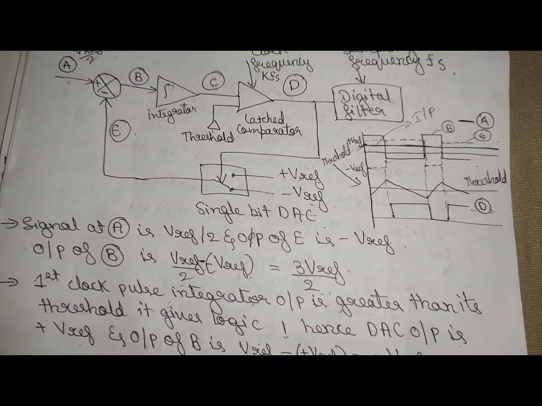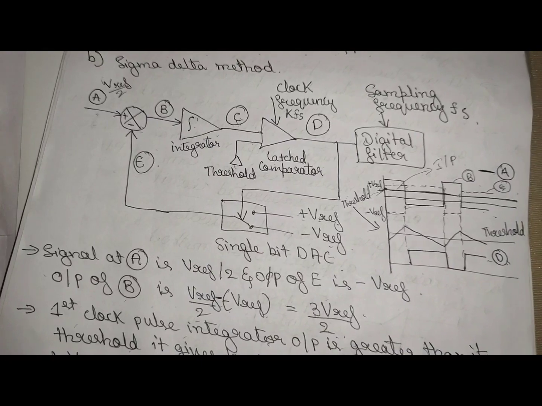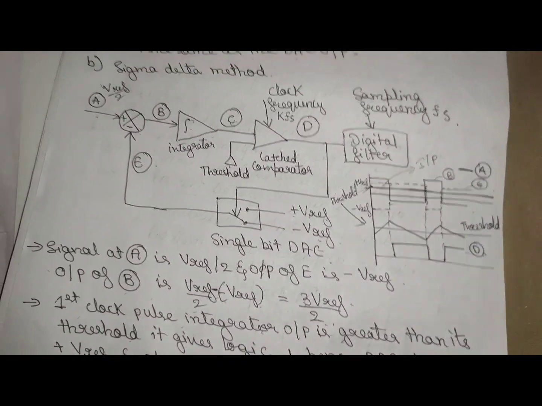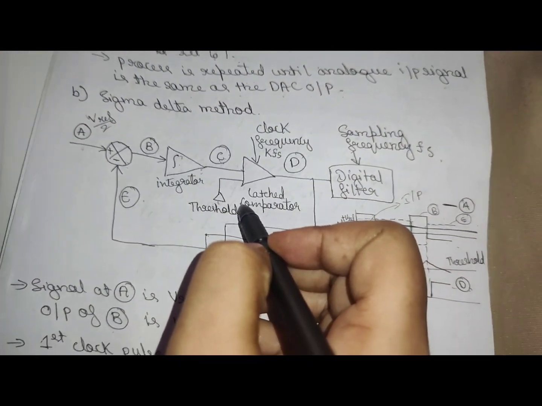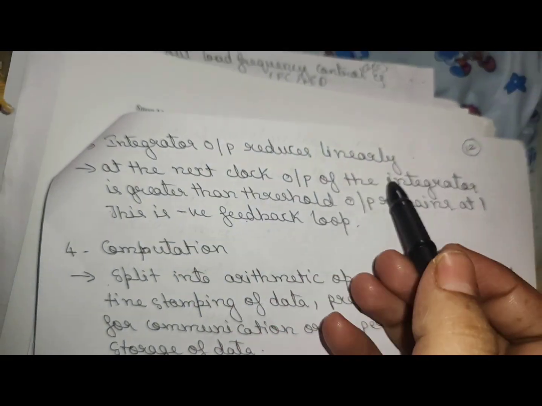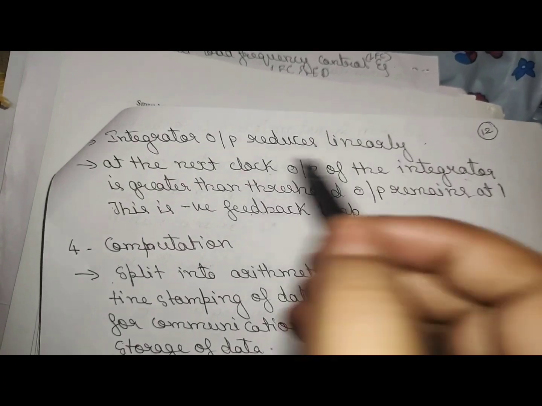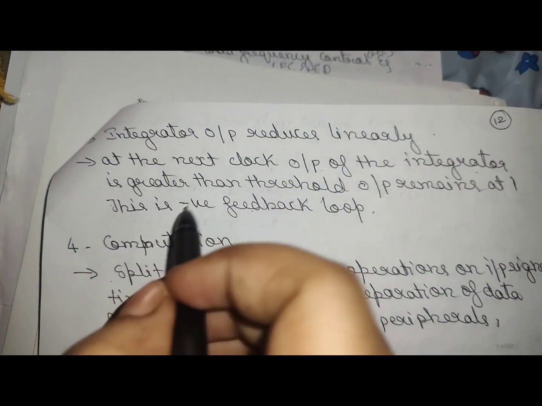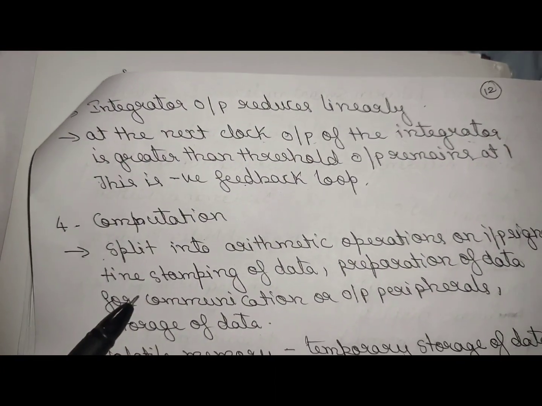So when it is plus V reference, what happens here? V reference divided by 2 minus plus V reference. So the output will be minus V reference divided by 2 when the output of the integrator is greater than the threshold. The integrator output reduces linearly. At the next clock the output of the integrator is greater than the threshold, the output remains at 1, but this is a negative feedback loop. This is about the sigma delta method.